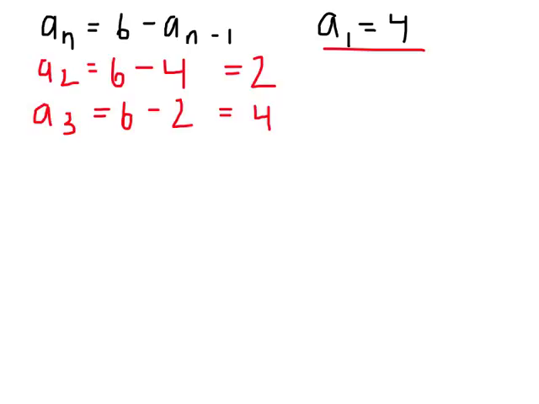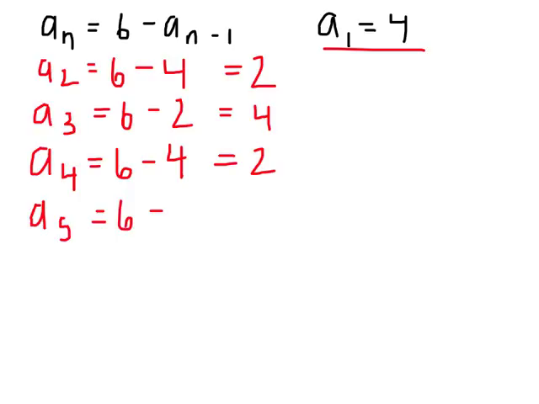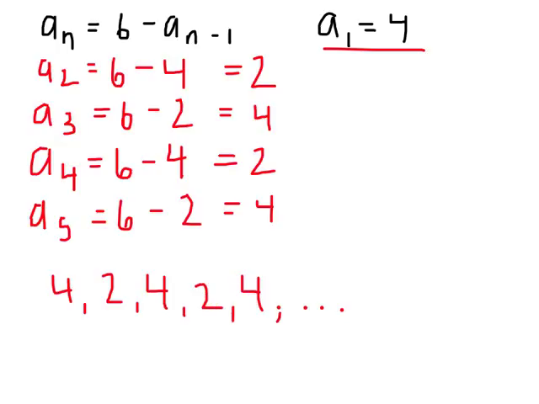To find a4, we're just going to go 6 minus a3, which is 4, so 2. And just for fun, we could find a5, which would be 6 minus a4. So a4 is 2, so that is 4. So our pattern here starts out as a1 is 4, then 2, 4, 2, 4, and that continues on forever. So you just need to remember that in a recursive sequence, you're using the term before to help you figure out what the next term in the sequence is.